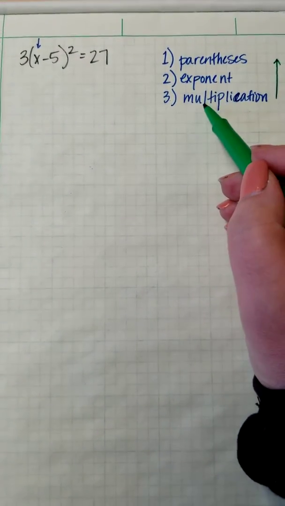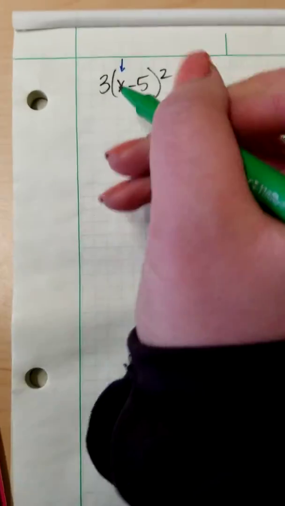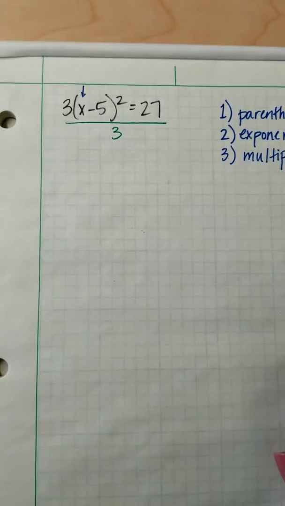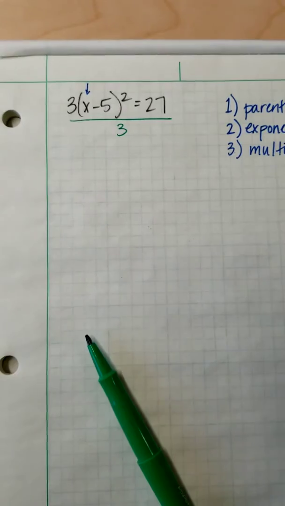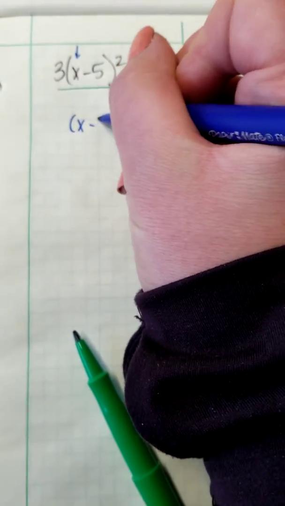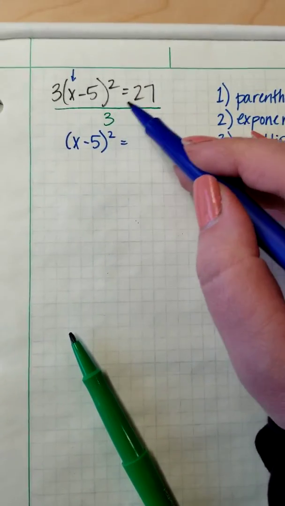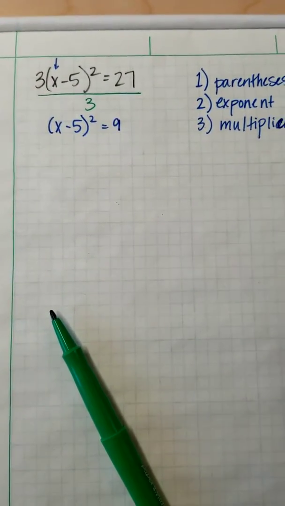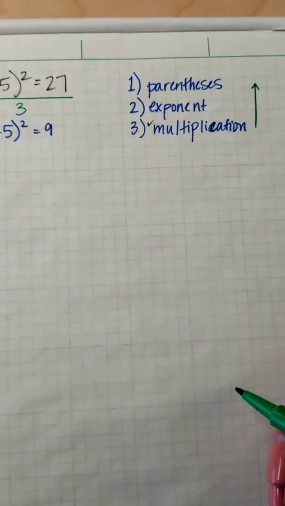So that means I have to start by undoing my multiplication. The way I undo the multiplication here is I divide both sides of my equation by 3. Dividing the left-hand side by 3 undoes the multiplication and leaves me with just (x - 5) squared. When applying that division to the right-hand side, I would have 27 divided by 3, which is 9. So that undoes this step of multiplication.